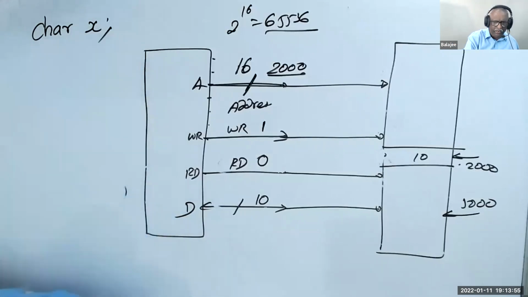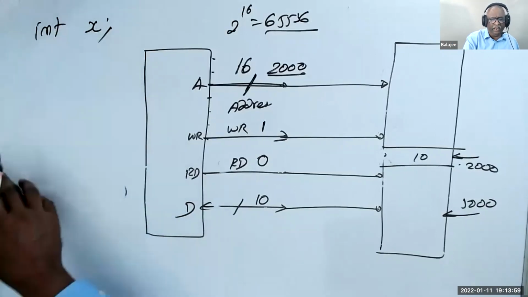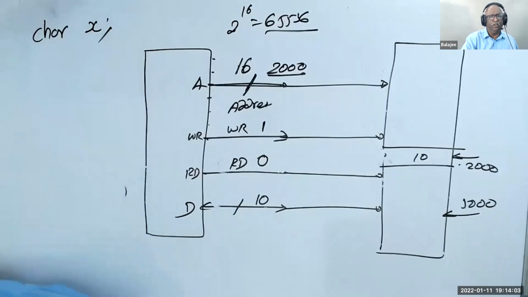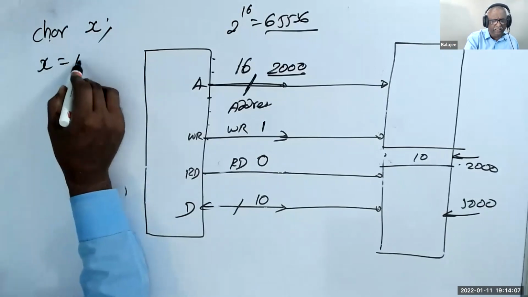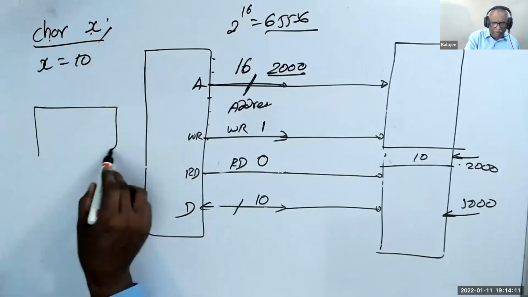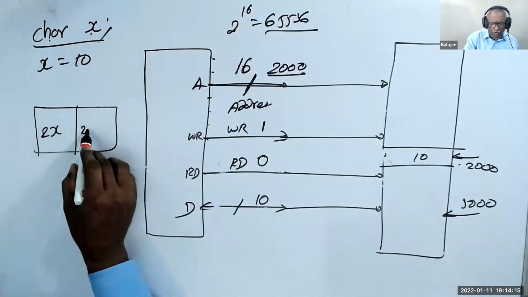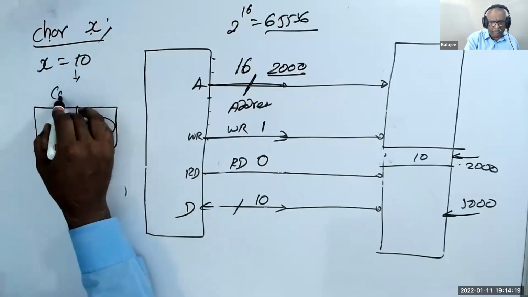This is also the same. I can give int also, but int means 32-bit. That's why I always use CHAR. Both are the same. Now, when I say CHAR X, X is equal to 10, the compiler allocates for this a location in memory, and X gets 2000. But this is decided by whom? The compiler.